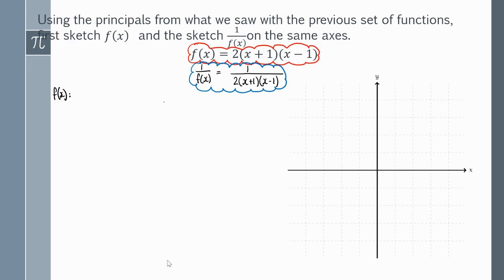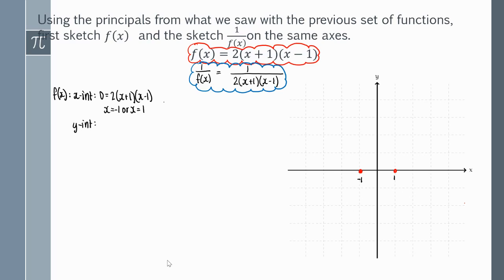First, we should find the x-intercept of my original function by letting y equals 0 or f of x equals 0. So I have 0 equals 2 times (x plus 1) times (x minus 1), and we know the zeros will occur at x equals minus 1 or x equals 1. I'm going to draw this function in red and mark in the points as we go through.